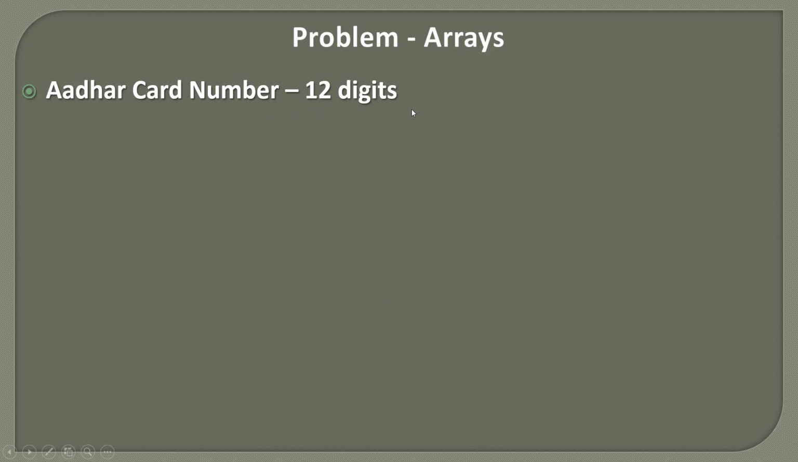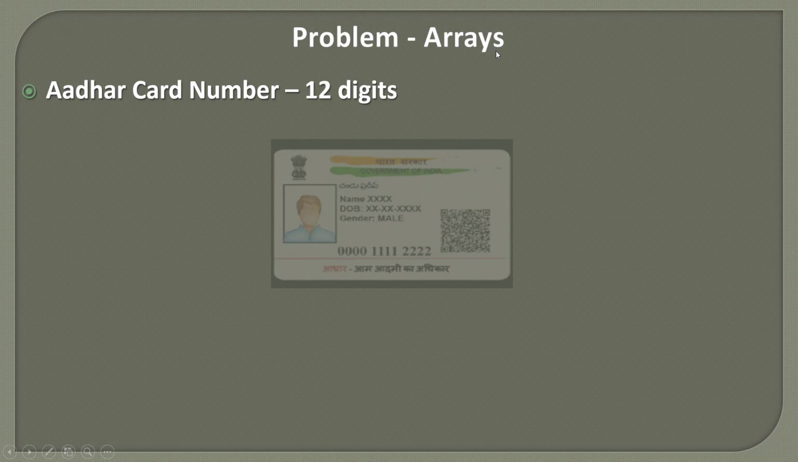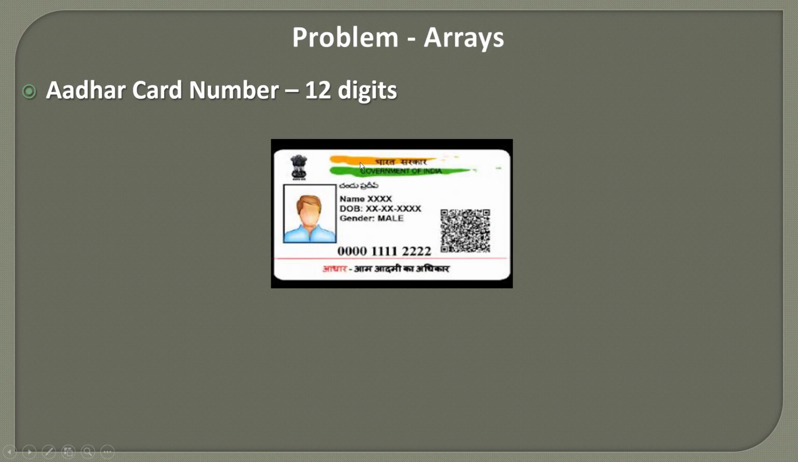Aadhaar card numbers, which are 12 digits, or you can also take the example of storing social security numbers in an array. Here, the Aadhaar card number is of 12 digits and it gives the identity of a particular citizen of India based on his Aadhaar number.